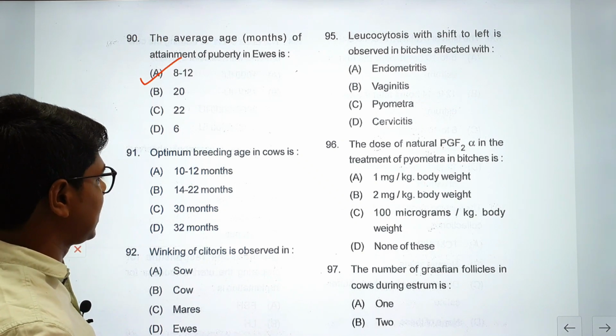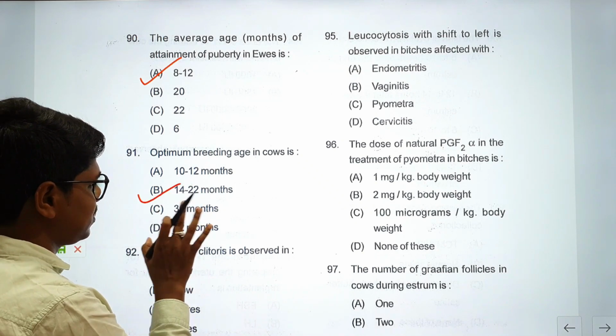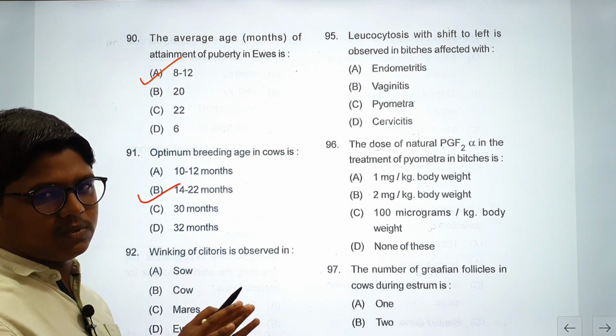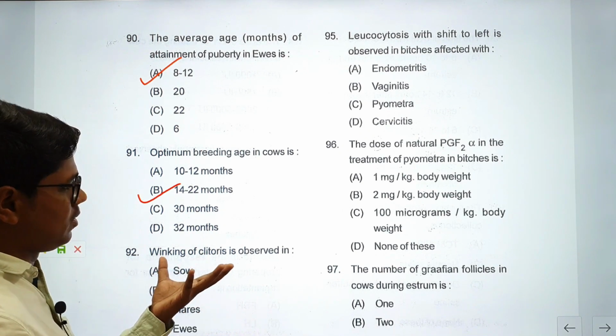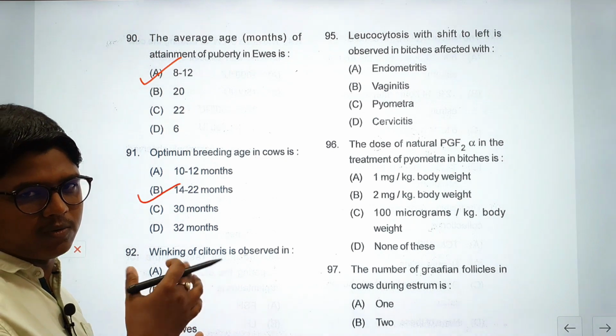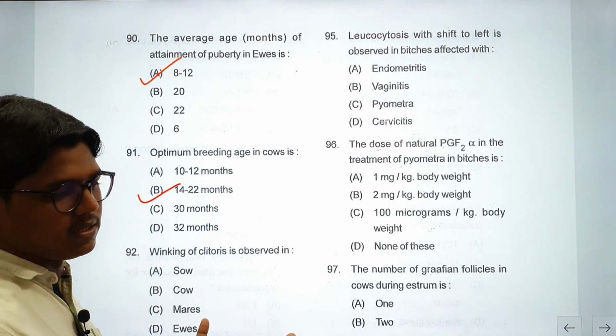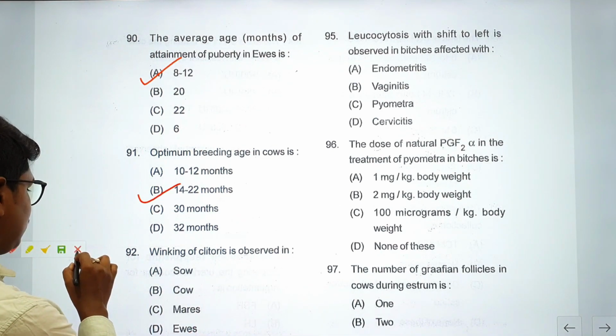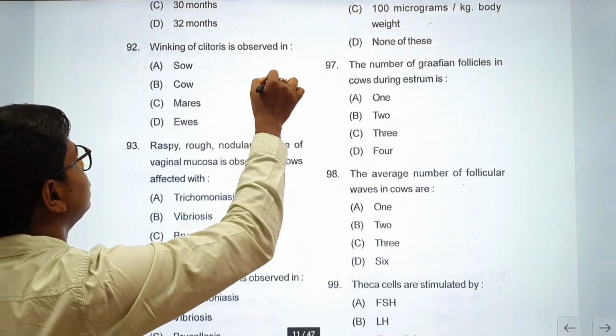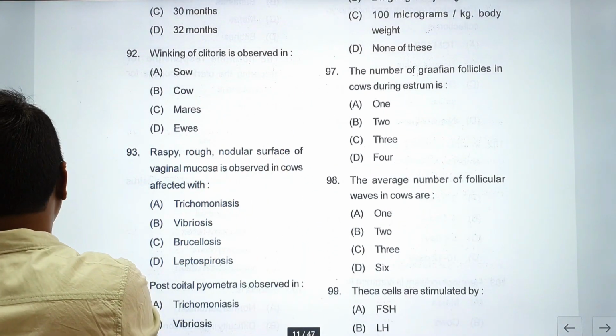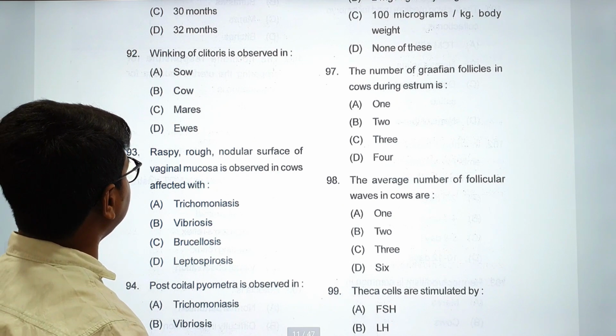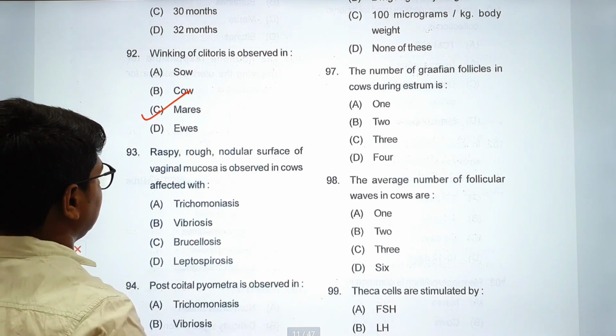Optimum breeding age in cows is 14 to 22 months. You see, this is not a fixed one. From one book you will see one thing, and if you follow a different gynecology book, you will find different. Okay, so this type of question should be avoided. But what to do?